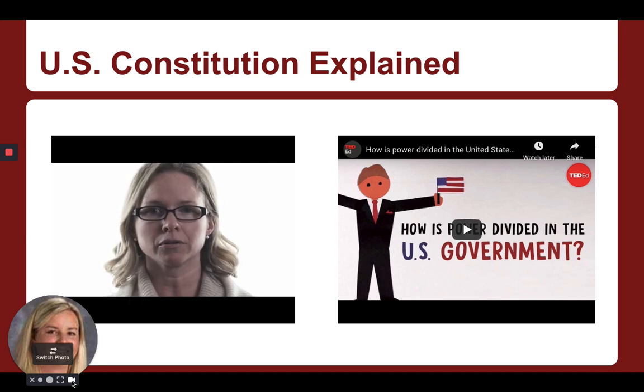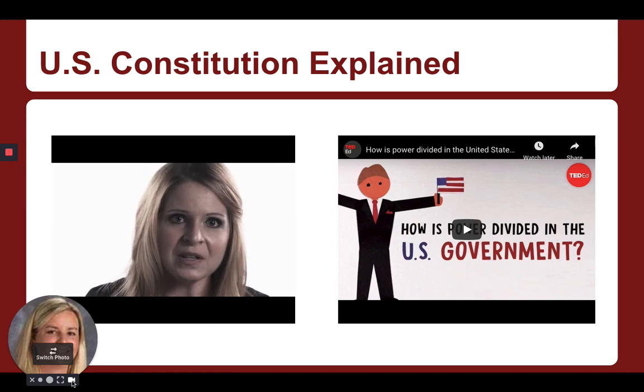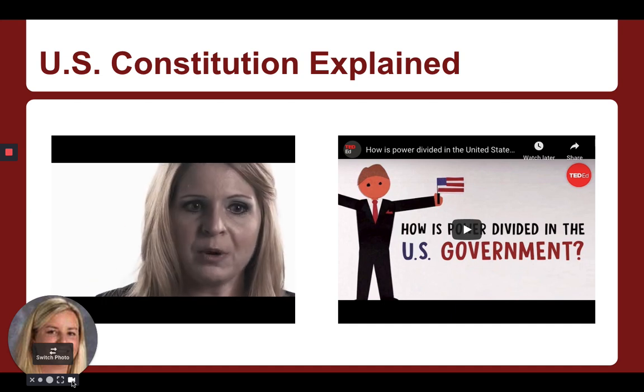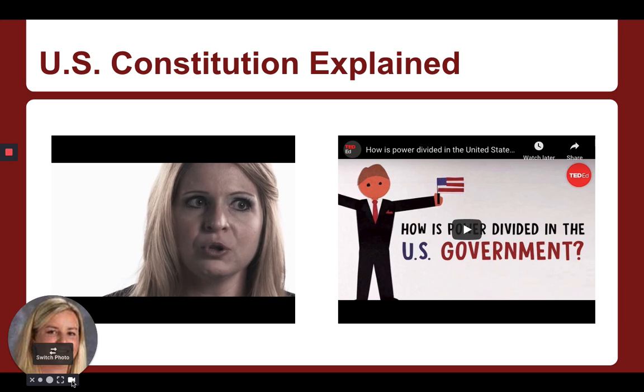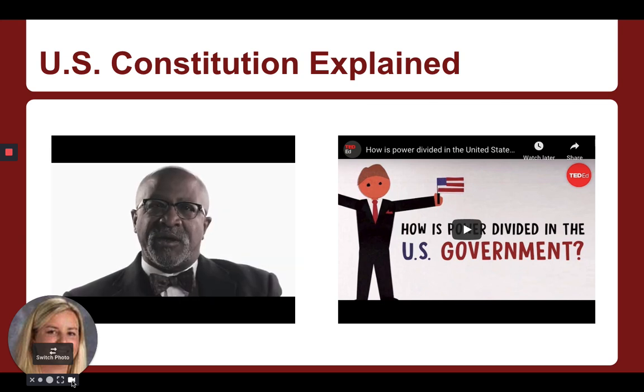In 7 articles and 27 amendments, it creates the entire blueprint for our government. It identifies the actors, the institutions, the processes, and the ground rules by which we as a society choose to live. So once you understand the Constitution, you really understand the essence of how American government was designed. At the time of the writing of the Constitution, it was a brand new notion that people could figure it out for themselves. We could govern ourselves.